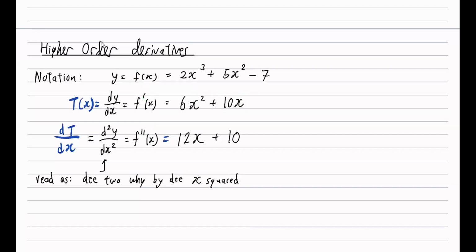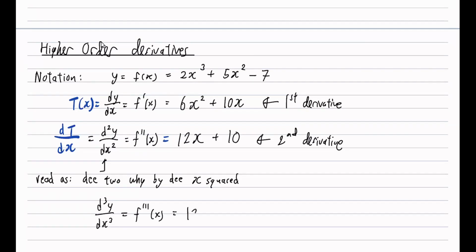Okay, now you can imagine if you carry on, what would it be? d3y by dx cubed. Very good. And afterwards, after cube, you don't know how to pronounce already. So you call it d4y by dx power 4, or the fourth derivative. This one is first derivative. The second one is second derivative, obviously. This one, f prime prime prime x equals 12.